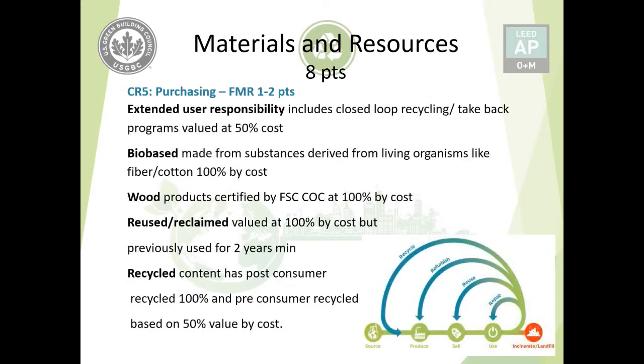Since cost valuation is involved in options number one and two, but not all environmental or sustainability criteria are valued equally. So extended producer responsibility, like recycling or take back programs, are valued at 50% by cost and not 100, but bio-based materials, which are coming from living organisms like fiber and cotton, are valued at 100%. Wood products only if they are certified by FSC or Forest Stewardship Council. Any reused or reclaimed would be valued at 100% only if they were previously used for 2 years minimum. And recycled content has two parts: pre-consumer recycled and post-consumer recycled. Post-consumer is valued at 100% and pre-consumer at 50%.